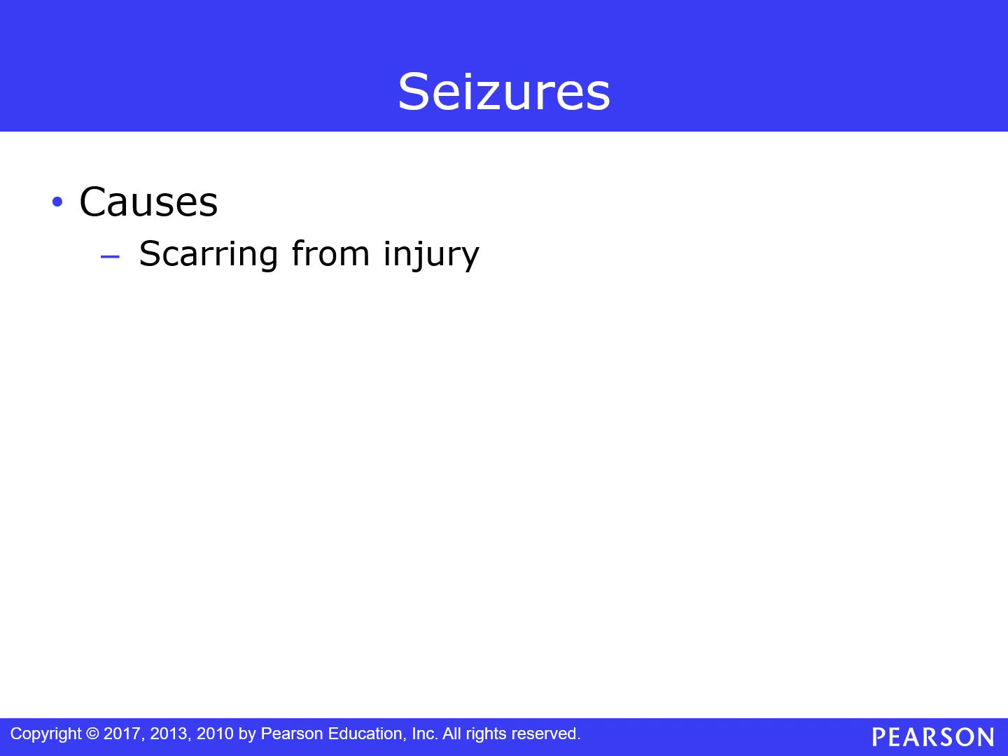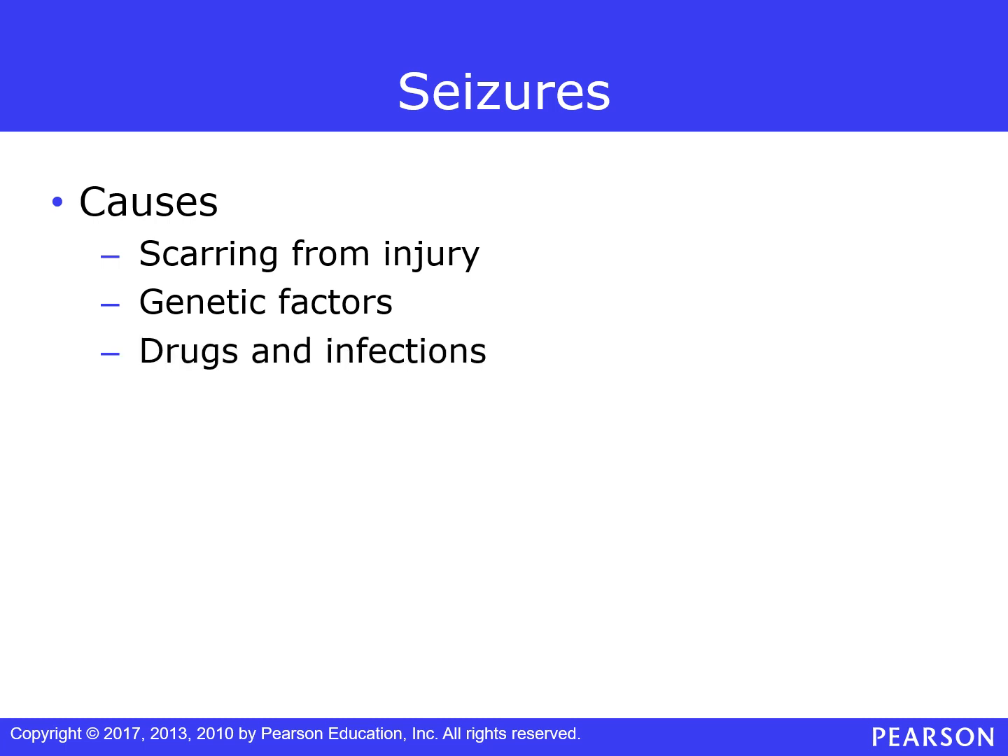So what causes seizures? A few different things can cause seizures. Scarring from an injury. So if you had a head injury or something like that, and there's a certain area of the brain that has scarring, that could potentially lead to seizures. Genetic factors. Sometimes we can inherit a disease that causes habitual seizures.